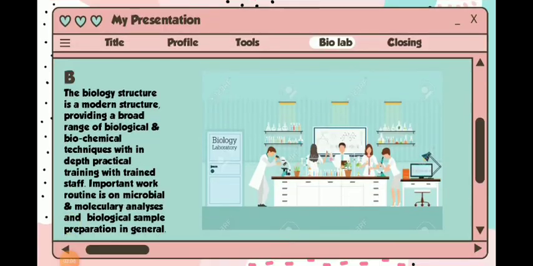Now that we are done with the tools used in biology, let us now talk about the biology lab or the biolab. It is a modern structure providing a broad range of biological and biochemical techniques with in-depth practical training with trained staff. Important work routine is on microbial and molecular analysis and biological sample preparation in general.